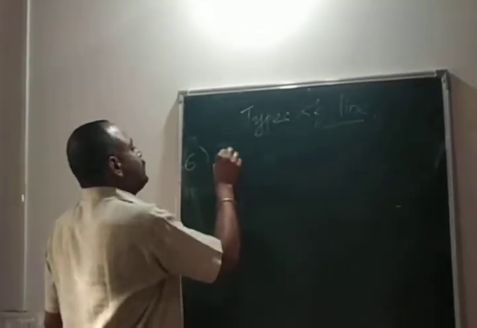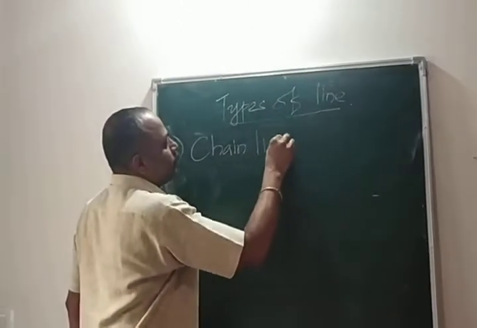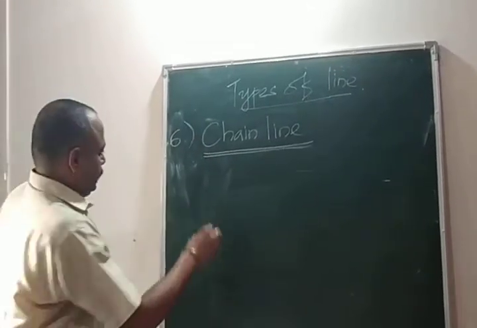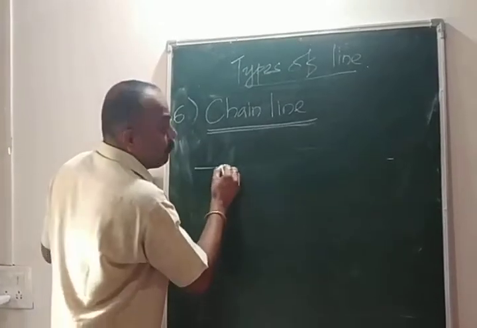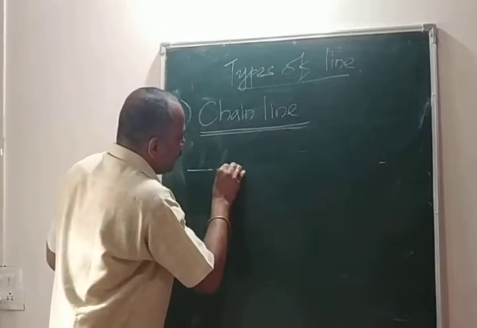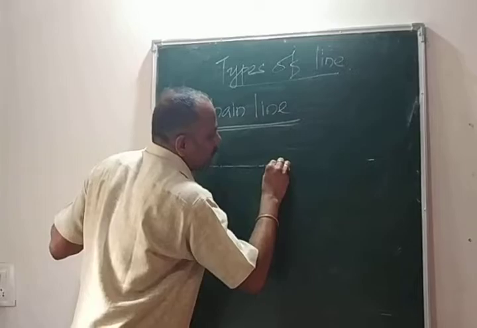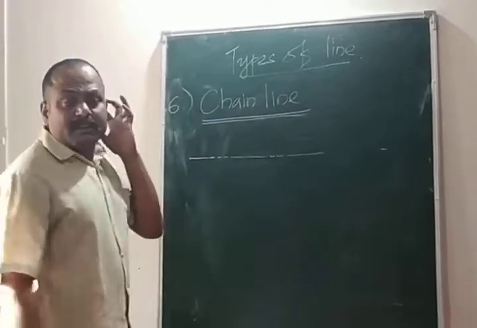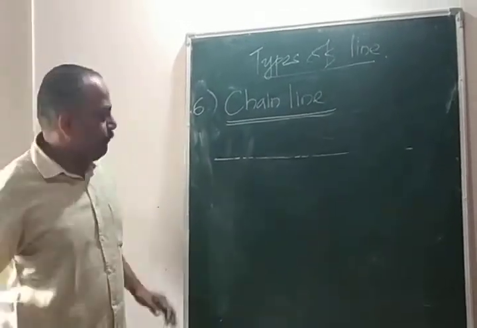Or that is chain line. One big dash, two small dots, again a big dash, again two small dots, like that. The chain line. This chain line generally we use in civil engineering surveys.